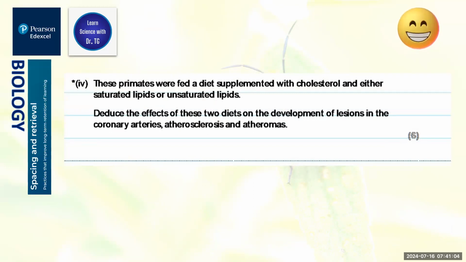This is my whole intention, to give you the analysis of the data: how you can analyze the data, and how you can use the statistical test to make a conclusion. These primates were fed a diet supplemented with cholesterol and either saturated lipid or unsaturated lipid. Deduce the effect of these two diets on the development of lesions in the coronary arteries, atherosclerosis and atheromas. You can also notice there's a star here. When you have a star, you should write your answer in logical order, with no grammatical mistakes, and you have to use the technical terms.